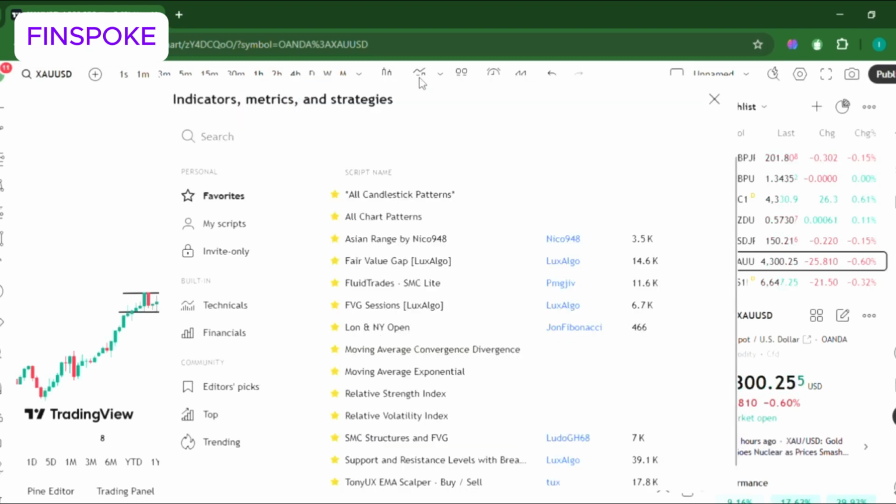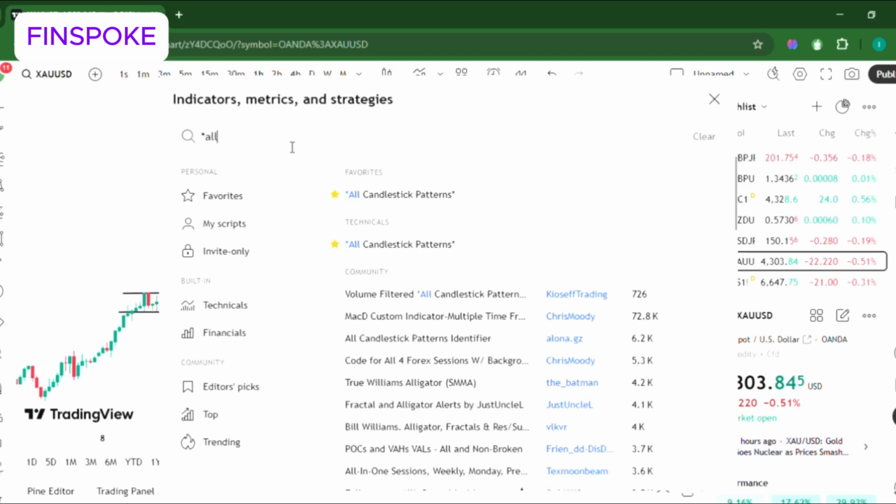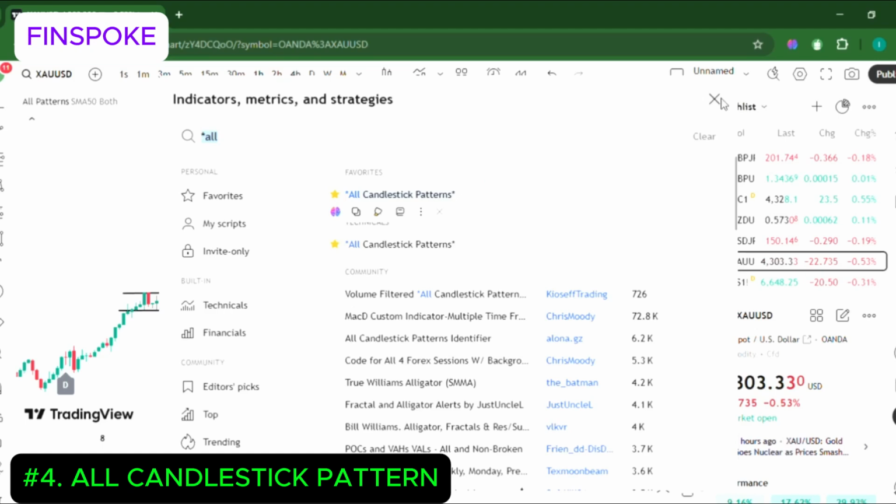The next one I use is all candlestick patterns. When you want to type this, first of all, put an asterisk: hold your shift key and press 8. That's where I have the asterisk on my laptop. I don't know how your keyboards work, but put an asterisk, then you type all. It will bring out this All Candlestick Patterns. I already have it because I've been using it. That is why you are seeing these stars. So I click on it and it goes straight into the chart.